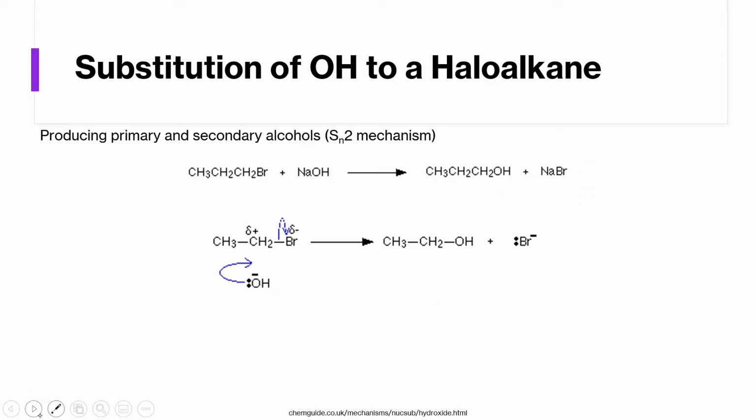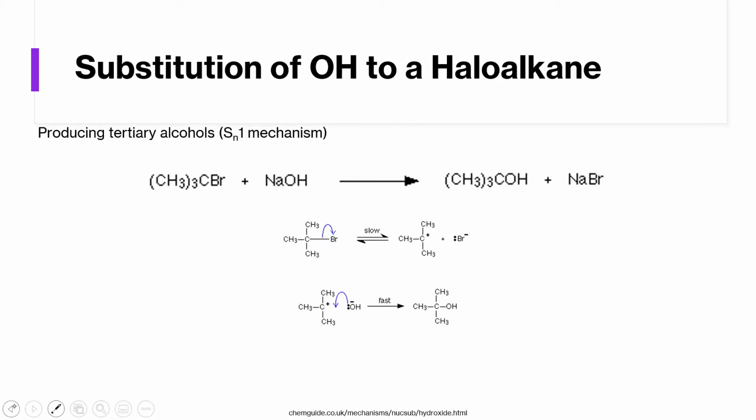With a primary and a secondary alcohol, same thing. You can do an Sn2 mechanism. The result's the same. You take off a halogen, you put on a hydroxide, and that's the hydroxide there, and that's the halogen off. The mechanism that they follow is slightly different though, so I'm going to talk about them separately.